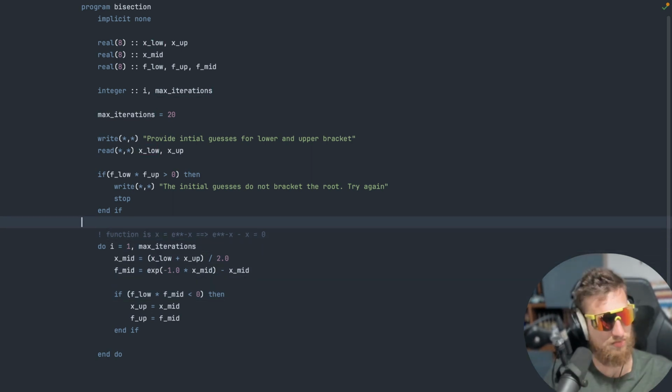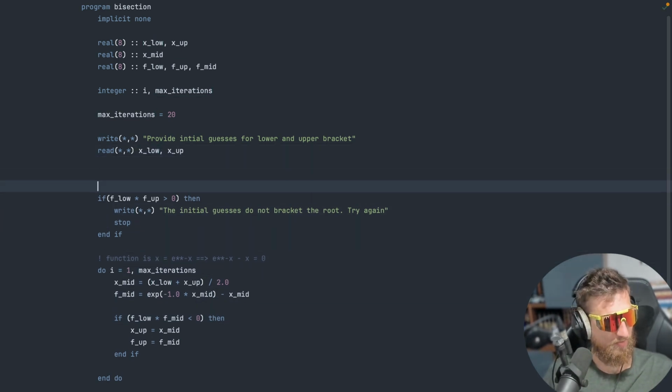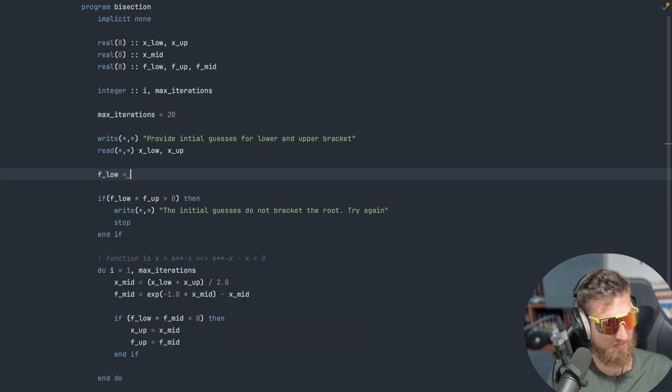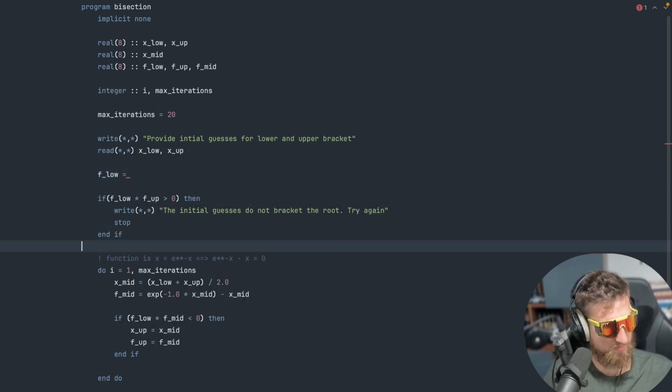But I need to do this for here, because f low doesn't equal anything yet. So what did we say it was? Let's copy paste this.